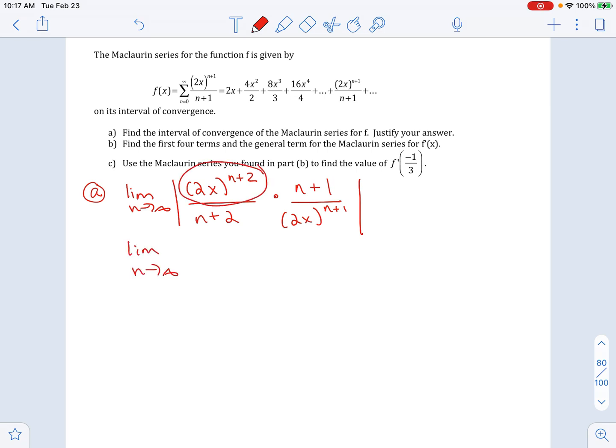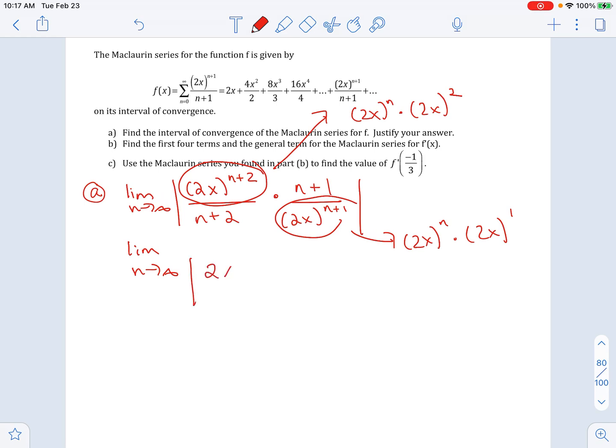Remember we talked about this. Really, this is 2x to the n times 2x to the second, and this would really be 2x to the n times 2x to the first. So the 2x to the n's will simplify, and then one of the 2x's. So really all you're left with is a 2x on the top. And then you still have the n plus 1 and the n plus 2, right? We can't cancel those yet.